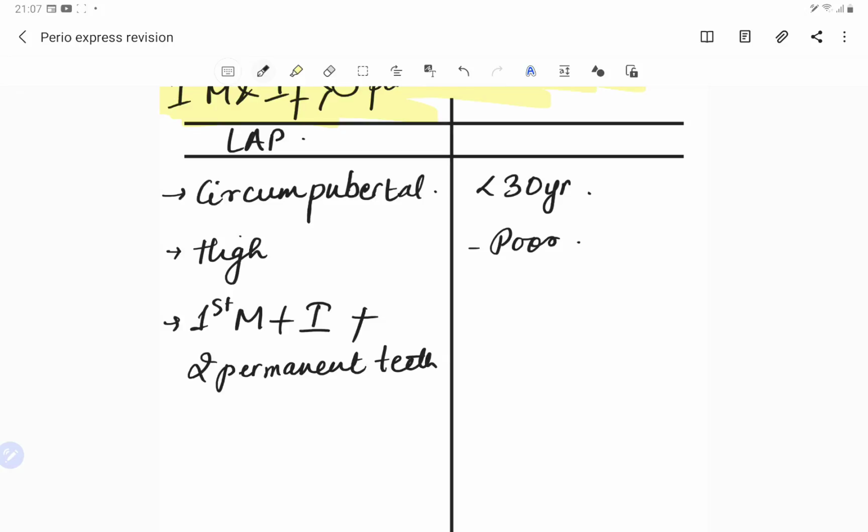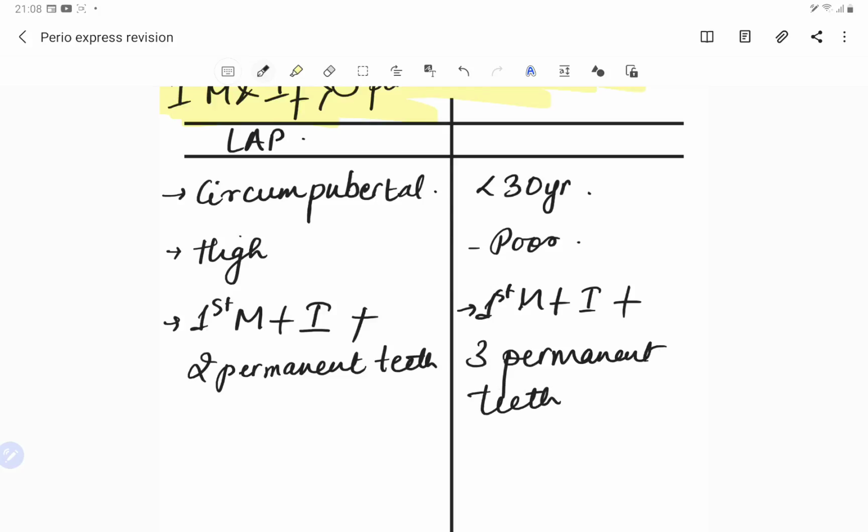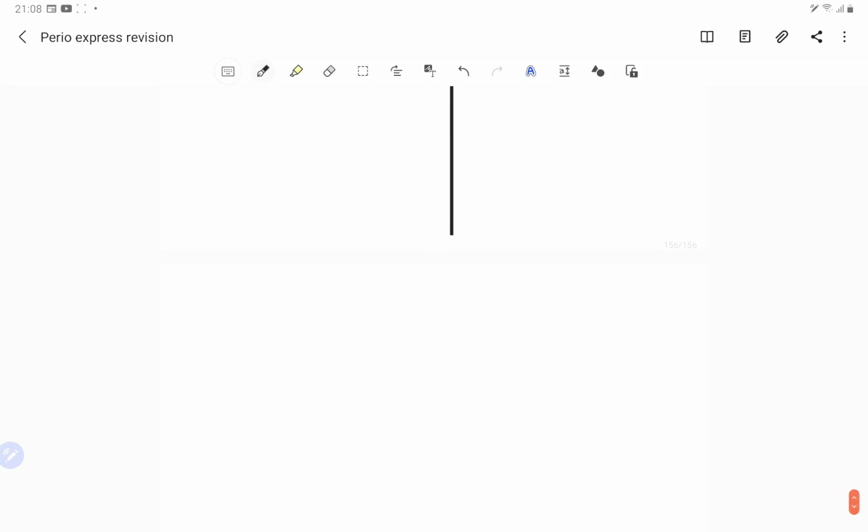And in case of generalized aggressive periodontitis, there is a generalized interproximal attachment loss of at least 3 permanent teeth other than the first molar and incisor, and 3 permanent teeth. So based on the site, localized means there is a local involvement, that means incisors and the first molar. And if we talk about the generalized, that means more than first molar and incisor involvement is there.